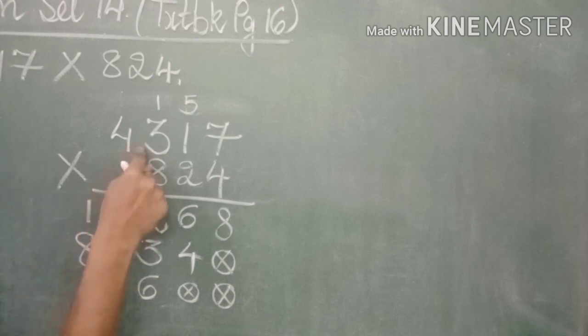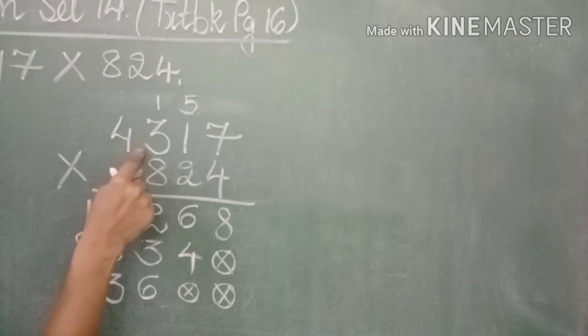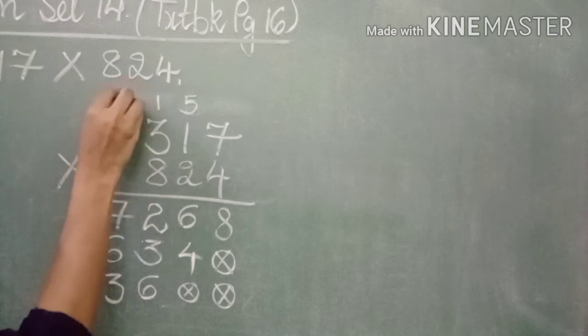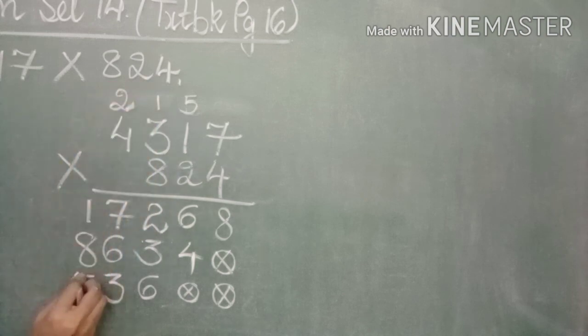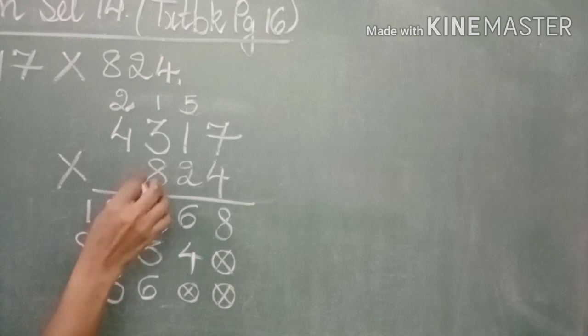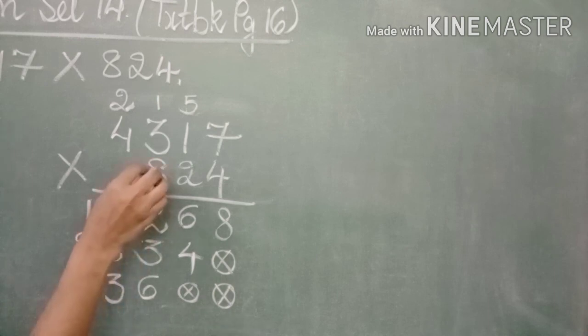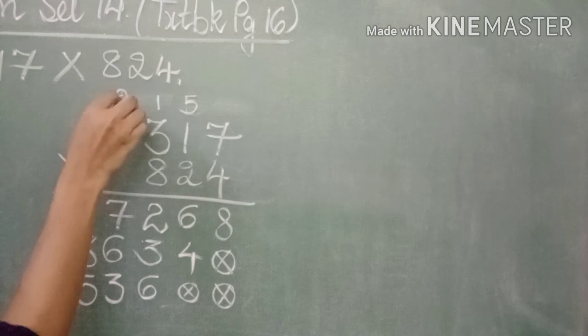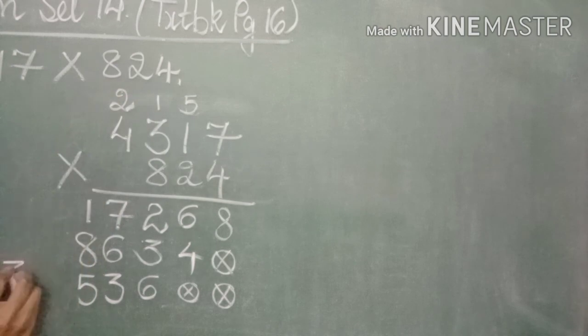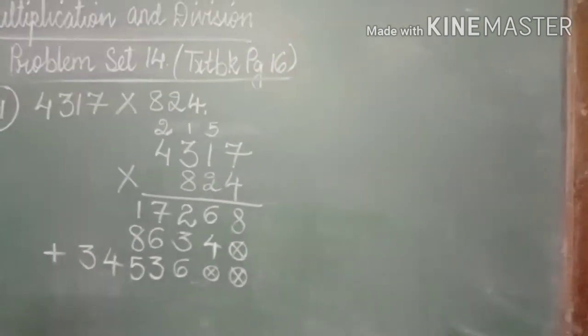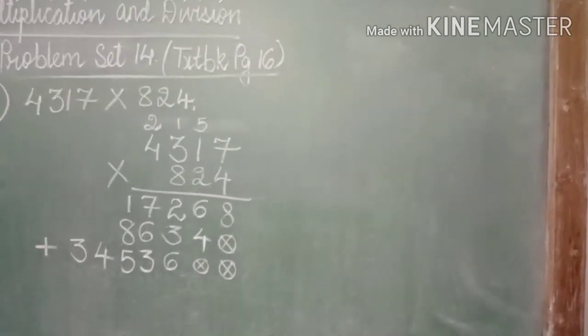Now 8 3s are 24. 24 plus 1 becomes 25. 2 carried, 5 written down. And 8 4s are 32. 32 plus 2 becomes 34. We are going to do addition, right everyone? Now let's start with the addition.